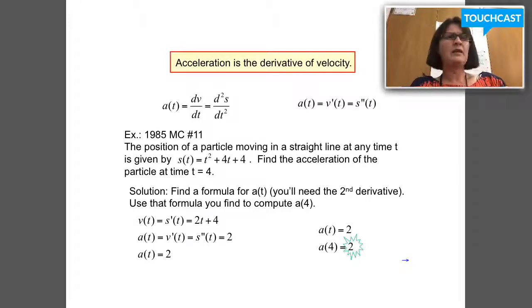So here's another problem. The position of a particle that's moving in a straight line is given by s of t equals t squared plus 4t plus 4. Find the acceleration of the particle at time t equals 4. Well, what I'm looking for is a of 4. But before I can figure out a of 4, I have to find a of t. I'm going to find a of t by taking the first derivative and then the second derivative of position. Then I'm going to be able to plug in 4. So here's my work down here.